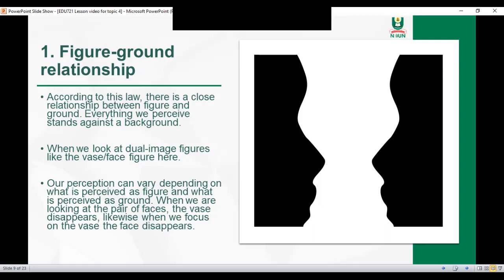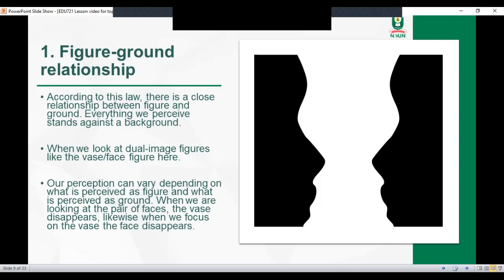So it's like a dual image figure. We call this type of image a dual image figure. So the dual image figure is the vase and the face. There is only one object there. There are no two objects because an object cannot stand against another object. You won't see it. Objects, figures, everything we perceive stands against a background. So figures or objects can only stand against a background, not with another object.